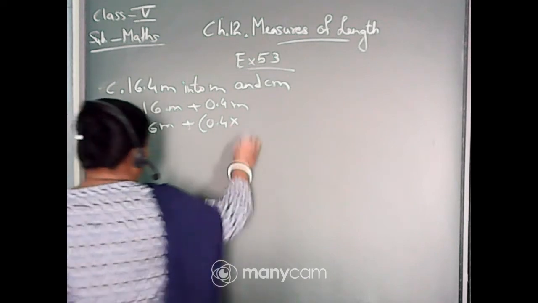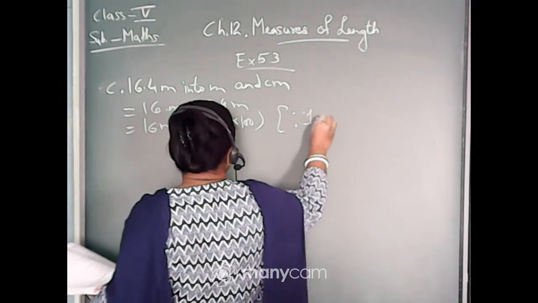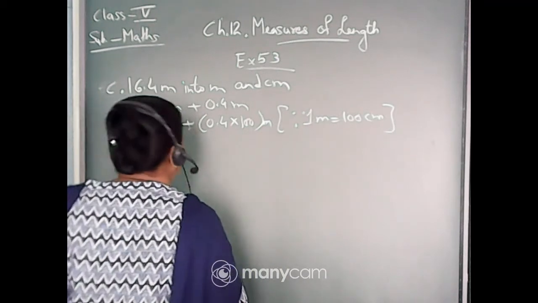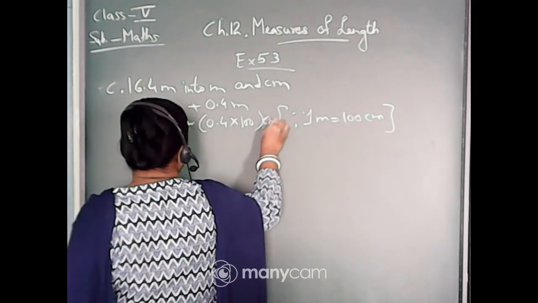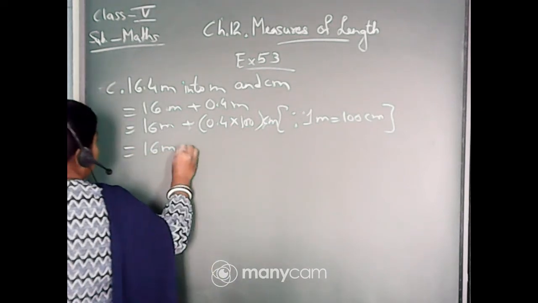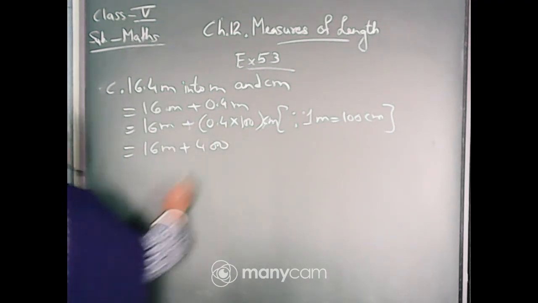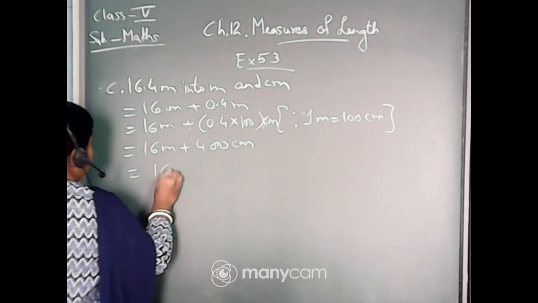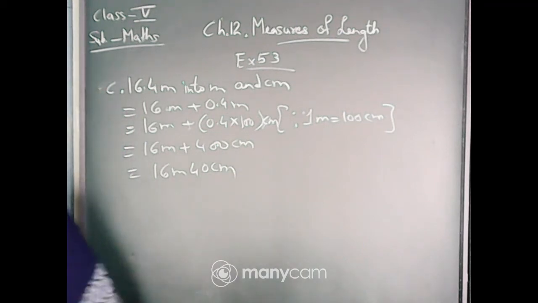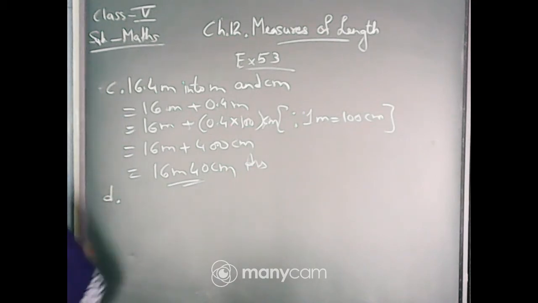No, it will be 100, because we know that since 1 meter is equal to 100 centimeter, it will be multiplied by 100, and here the unit will be cm. Now this will be 16 meter and this will be 40.0. After one point the digit, that means here the decimal will be there. So the answer will be 16 meter and 40 centimeter. 16 meter and 40 centimeter is the answer for number C. Now let us do number D.